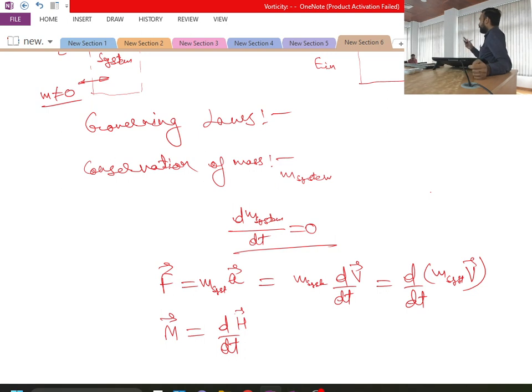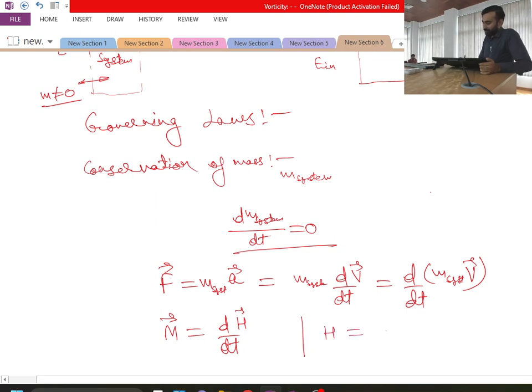Moment is nothing but the rate of change of angular momentum. Force is equal to the rate of change of linear momentum. H is equal to the rate of change of... And what is angular momentum? Angular momentum will be the integral of position vector cross velocity vector times dm. Or if I have a discrete set of masses, then rather than an integral I can use summations.